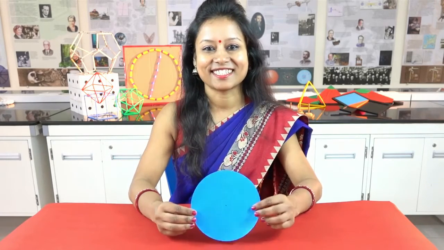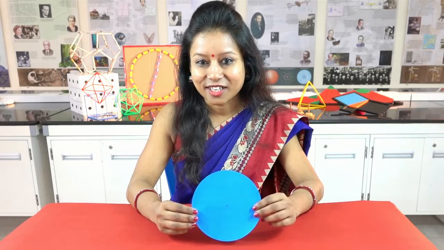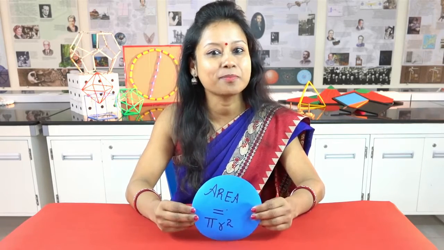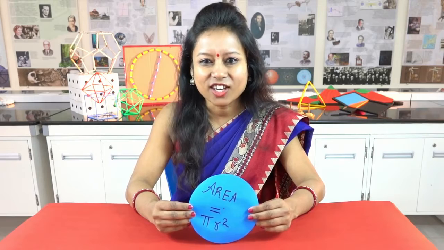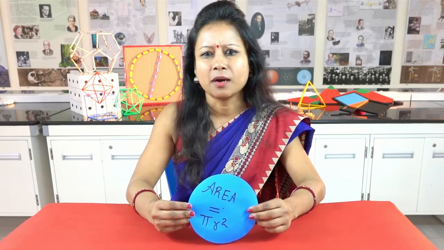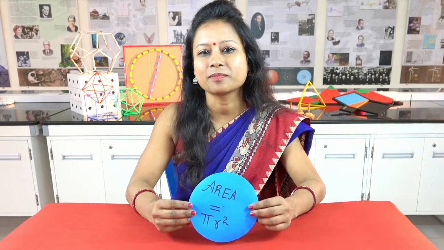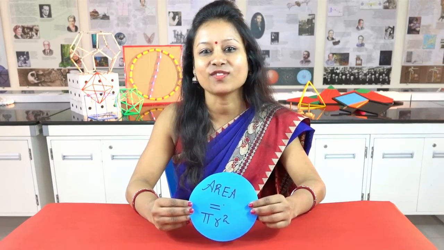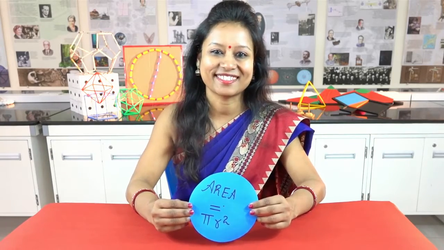Let us see this. A circle. What is the area of the circle? You have the answer, pi r square. Area of the circle is pi r square. But why this pi r square? Let us find out today why the area of a circle is pi r square.